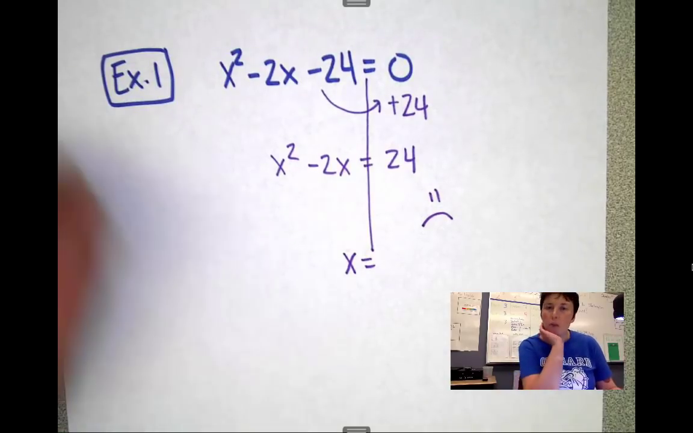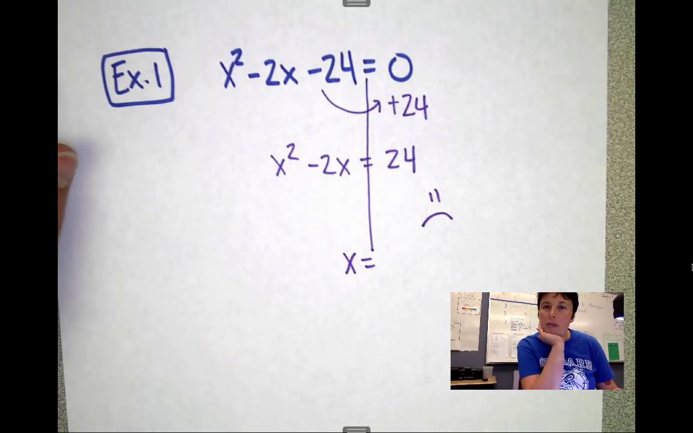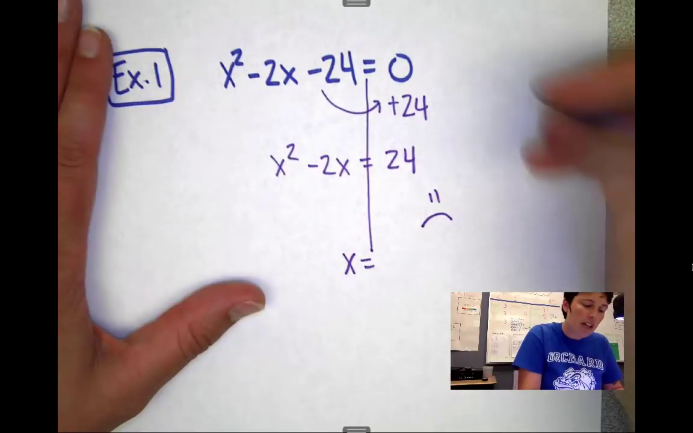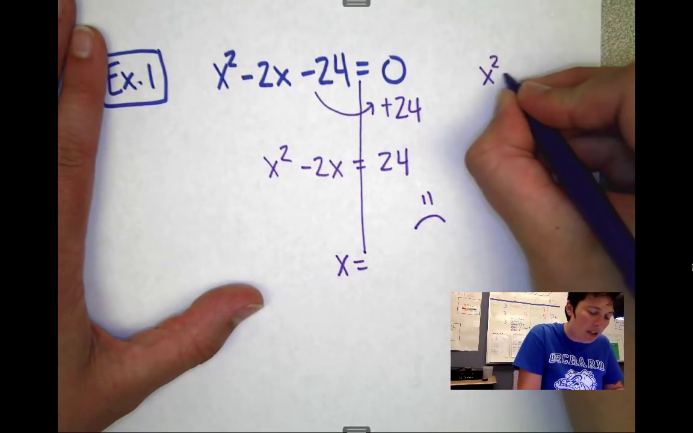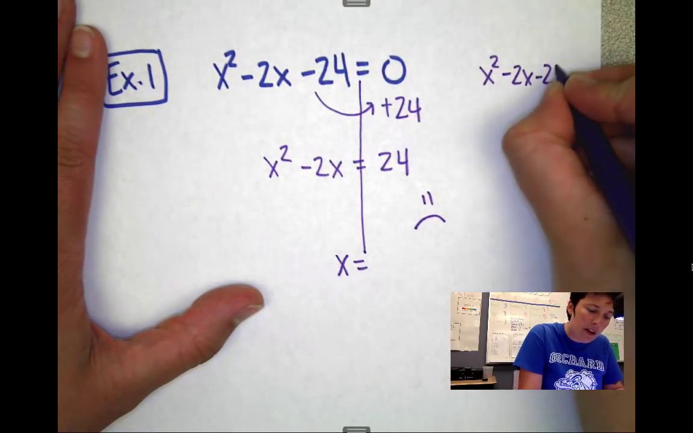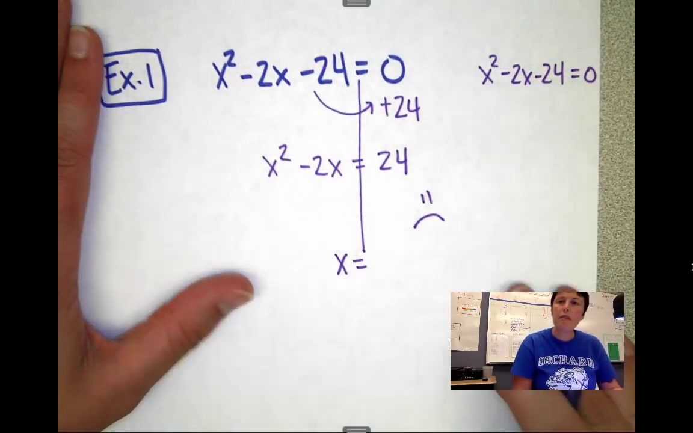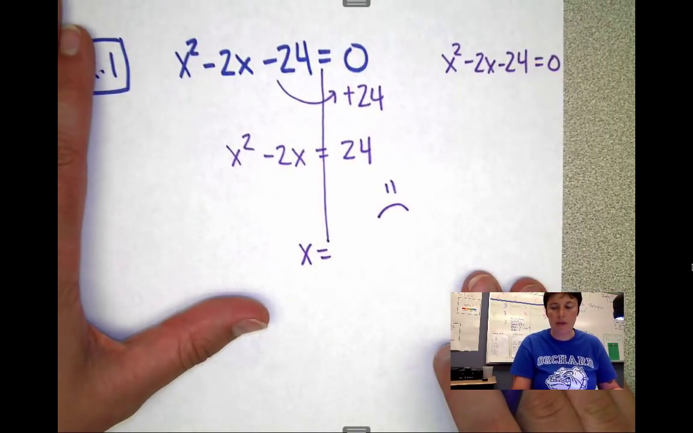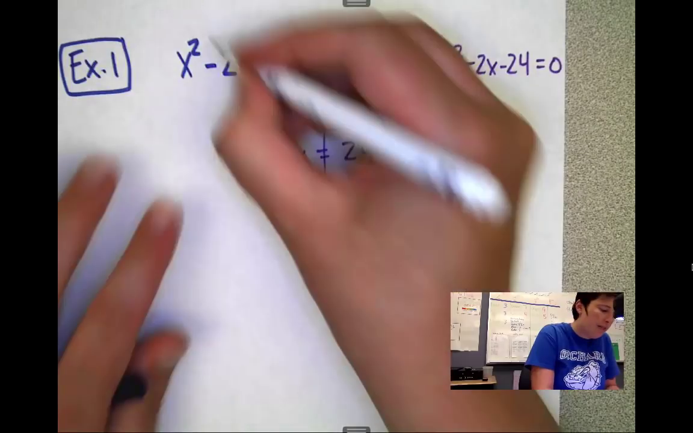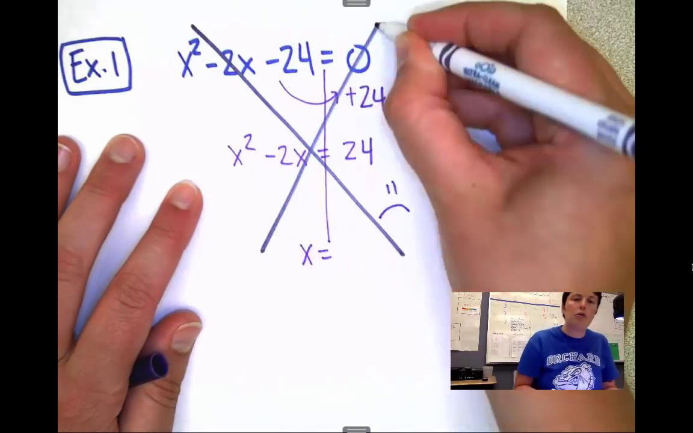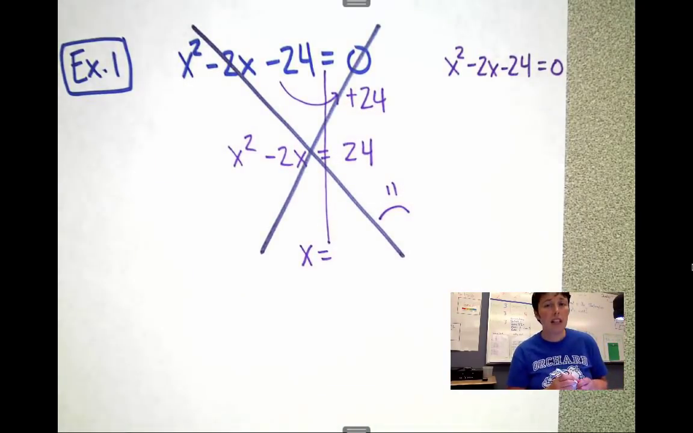So we need another way to do this problem, something that's going to be more effective. So I'm going to write it again. x squared minus 2x minus 24 equals 0. But I'm going to try solving it a completely different way. So this strategy did not work. We need a new strategy. Well, here's what's standing out to me.